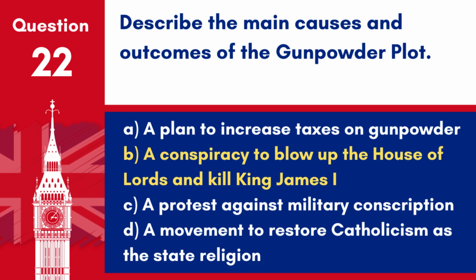Answer: B. A conspiracy to blow up the House of Lords and kill King James I. The Gunpowder Plot of 1605 was led by Guy Fawkes and other Catholic conspirators aiming to end Protestant rule.